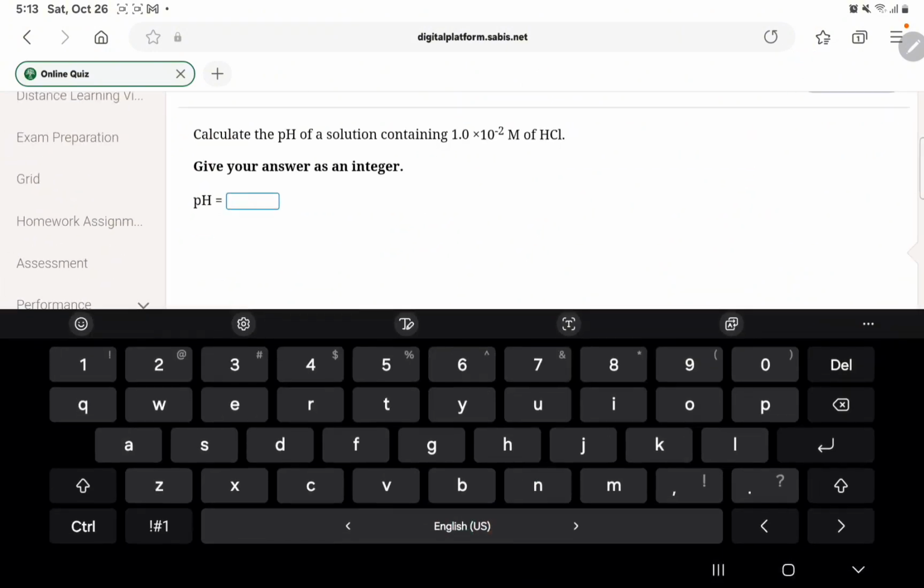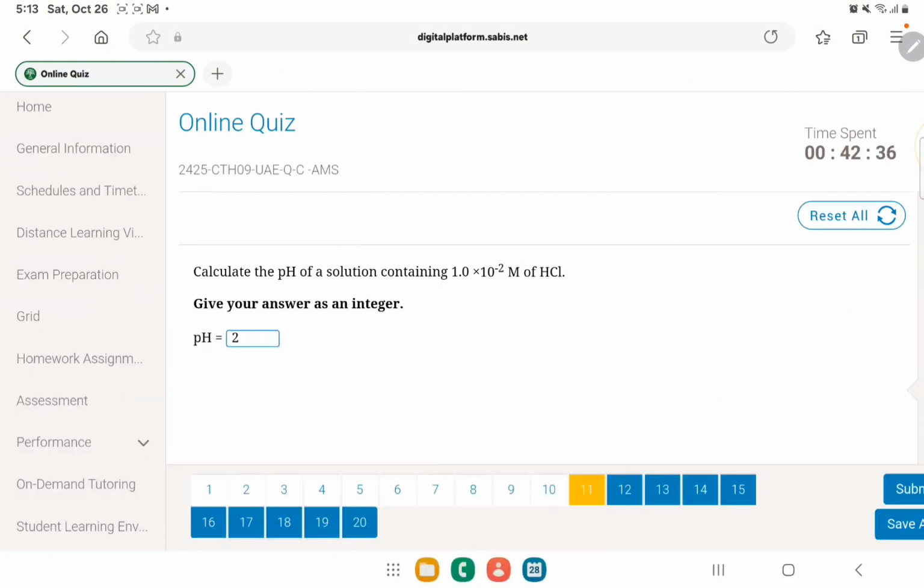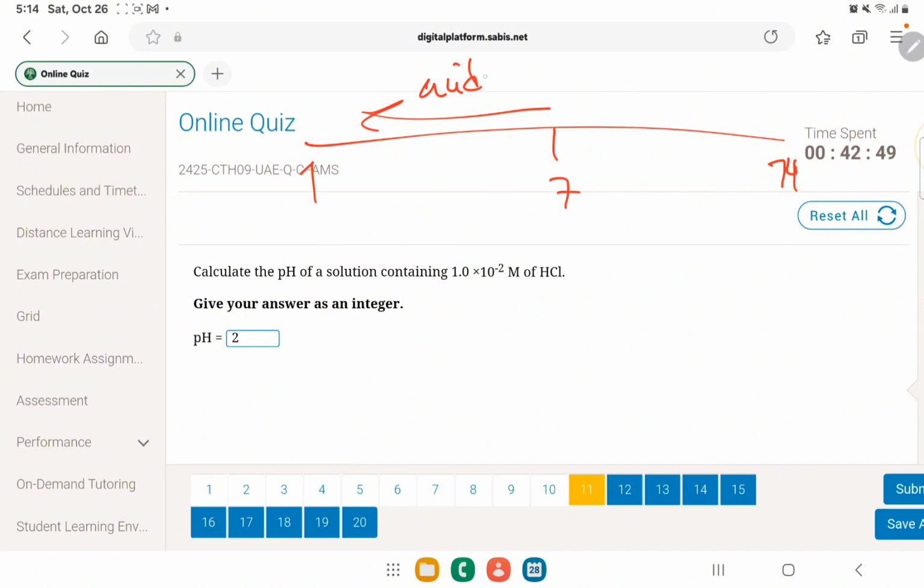So it's 2. And look, here, let's say this is the pH scale. Here's 7, the lowest is 1, and the highest is 14. Okay? So if it is lower than 7, then it is acidic. If it's higher than 7, then it's basic. And if it's at 7, then it's neutral. Okay?